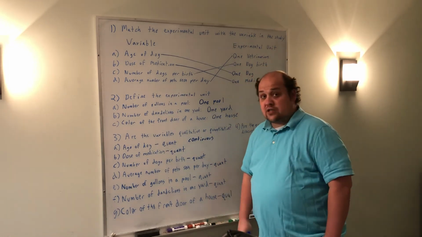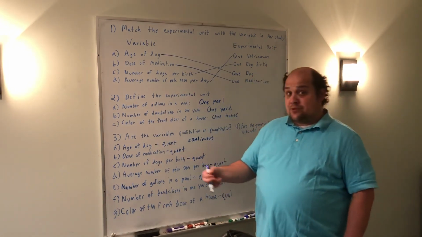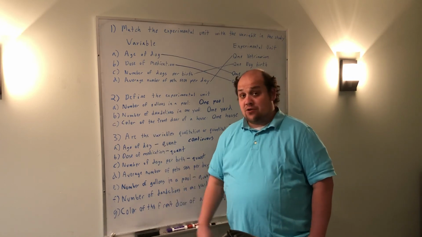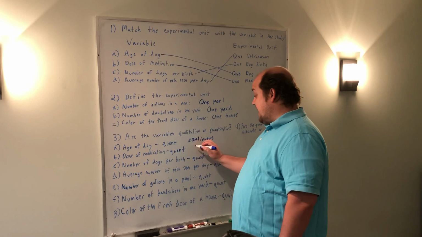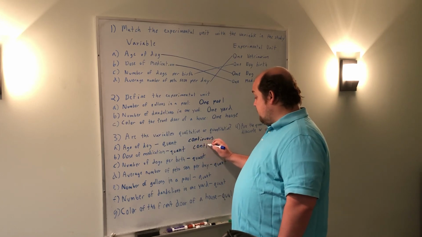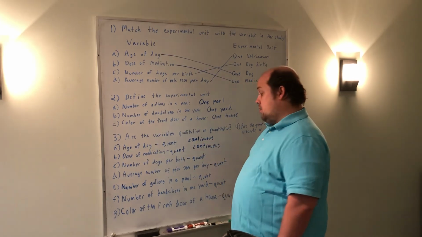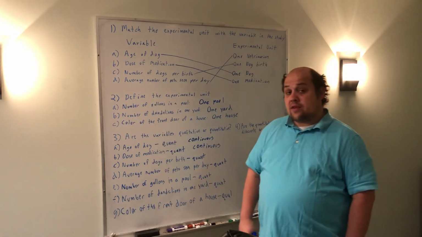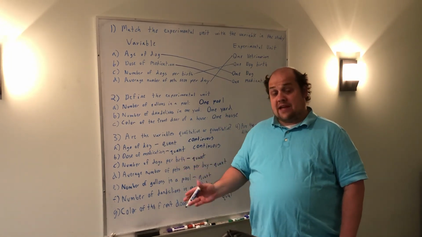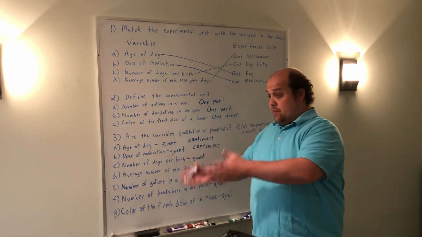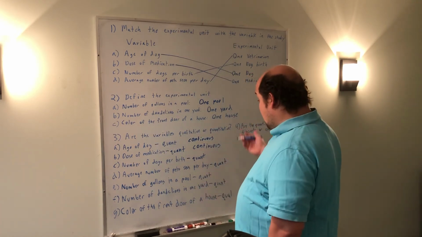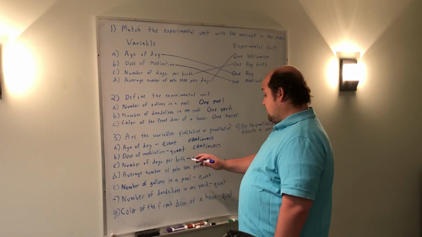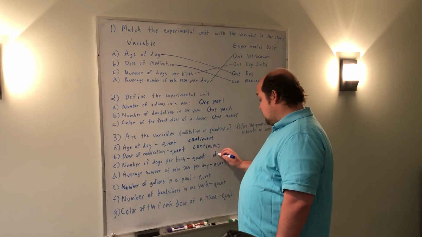Dose of medication. I used earlier 2 tablespoons, 3 tablespoons. No reason it couldn't be 2.5 tablespoons. You can have part of a whole in the dose of a medication. That's why it's a continuous variable. Number of dogs per birth is not something where I can have part of a whole. Either the puppy was born or the puppy was not born. For that reason, you can only have whole number answers. That's why this would be a discrete variable.